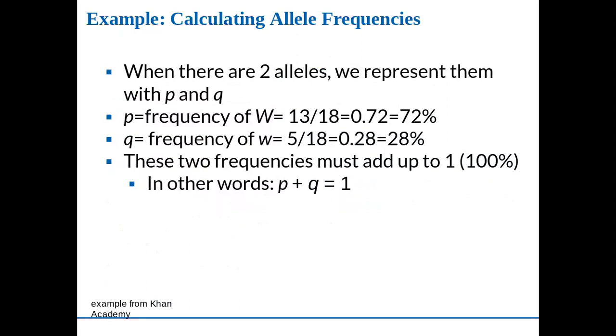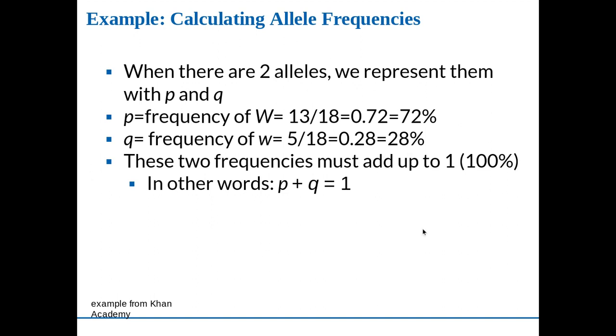Since we talked already, we represent them with P and Q. P is usually used to represent the frequency of the dominant allele, so big W. 13 over 18 gives us 72%. Q is the frequency of the recessive allele. 5 over 18 equals 0.28 equals 28%.